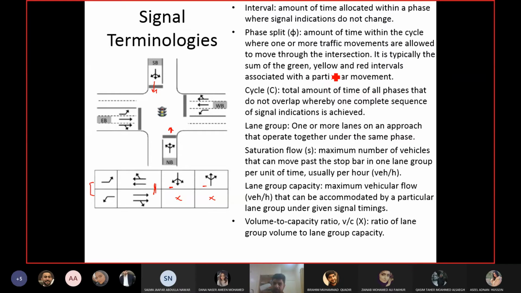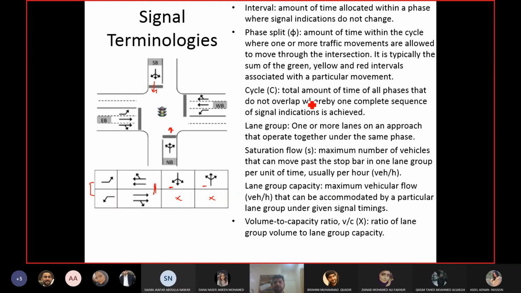So this is one phase for a particular movement. If you come here, then we have the same phase for this left turn and this left turn. So the green, yellow, and red for this movement or this movement, because they are the same, will be one phase. It will be one phase split. Okay, and so on and so forth.